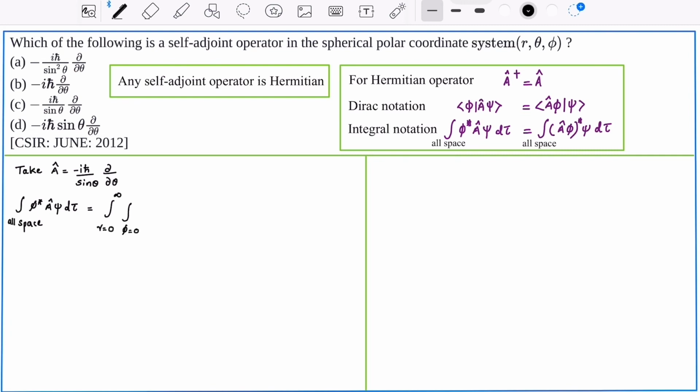We can write it as integral r equal to 0 to infinity, integral phi equal to 0 to 2 pi, integral theta equal to 0 to pi, then phi star, what is A? Minus i h bar by sin theta dou by dou theta acting on psi, then d tau. In spherical polar coordinate system, we know that d tau is equal to r square dr sin theta d theta d phi.